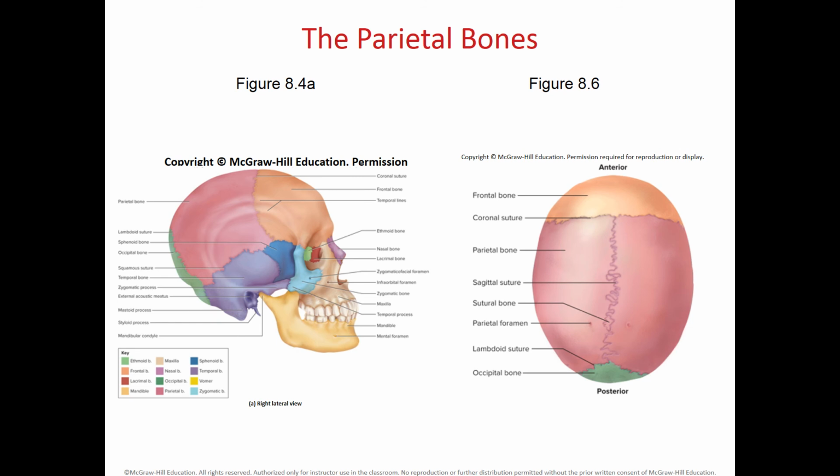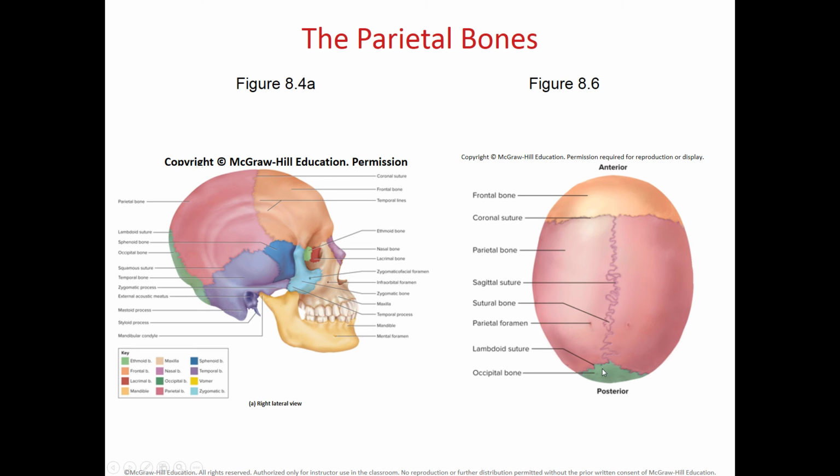Now within the anterior area of our skull, which is this, and in the superior view, you can also see another suture that connects the frontal bone with the parietal bones. This will be called the frontal or coronal suture.